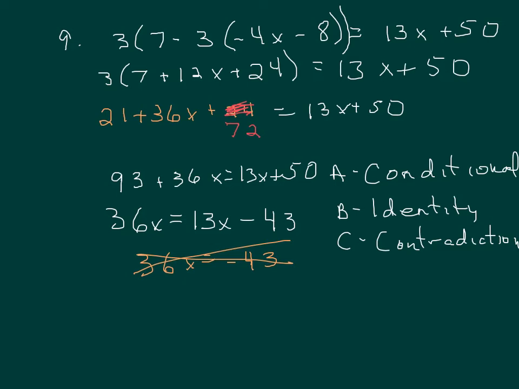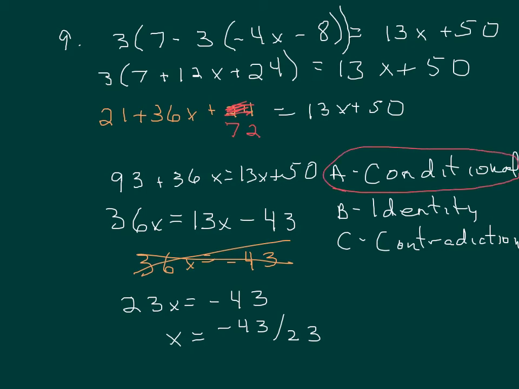So now you have to add 13x, or subtract 13x from both sides, and that gives you 23x equals minus 43, and then you get x equals minus 43 over 23. So we have that x is a value, and since x is equal to a value, you get a conditional. And what your result was also that x equals a value.